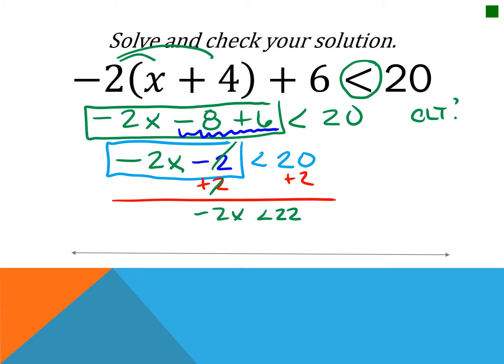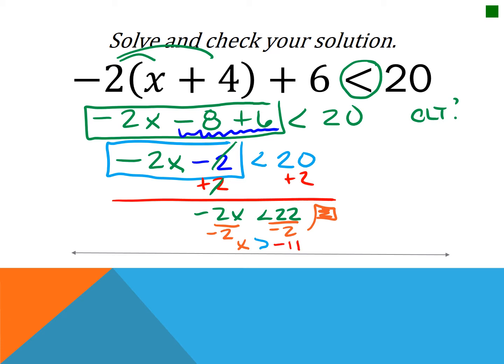Oh, no more plus signs. So once I'm out of plus signs, I'm going to divide. Remember, when you divide, that's when you decide, are we going to flip the sign? So we're going to get x, flip, is greater than negative 11.